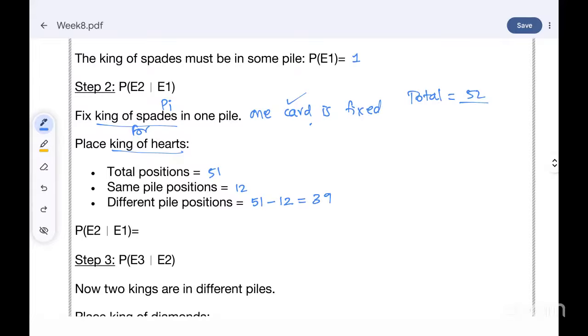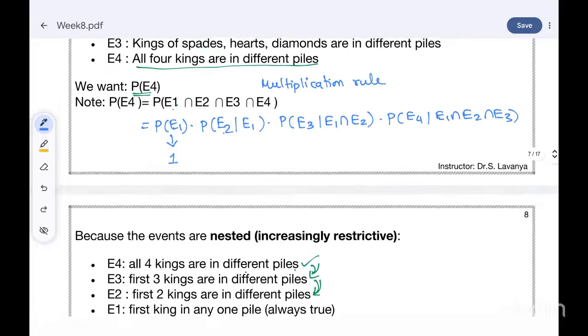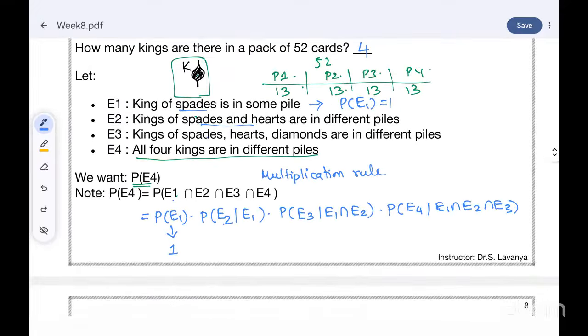Okay. Now, what is the probability of E2 given E1? In the updated sample space, the number of positions is 51. And for E2, for spade and heart to be in different piles, there are 39 positions. So it is 39 by 51. Is it making sense for everyone? Is it clear why it is 39 by 51?